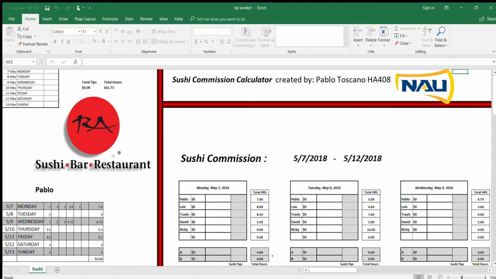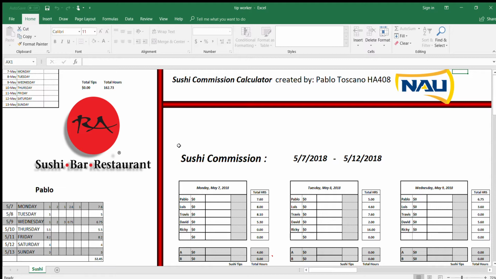This is a quick video presentation of my sushi commission calculator that I created in Excel for my HA408 class, my internship at RAW. What I wanted to do was really consolidate and organize a lot of the different functions that are required from management in order to get not only the sushi tips out to the sushi chefs, but to explain how and why they got the tips that they did. And I think this Excel sheet does just that.